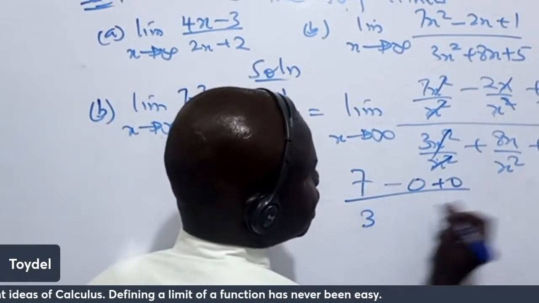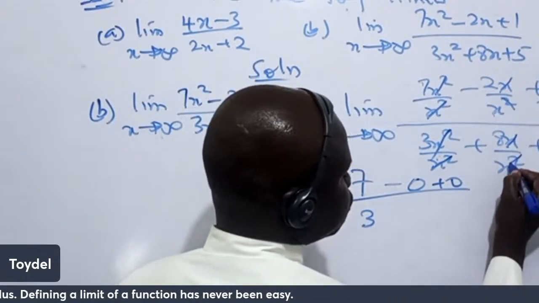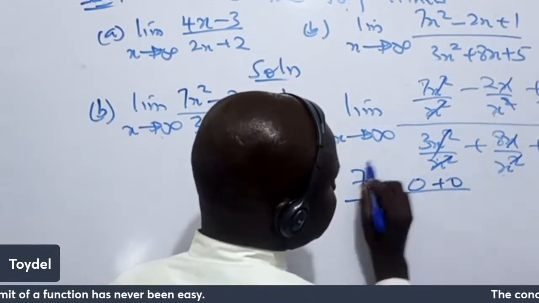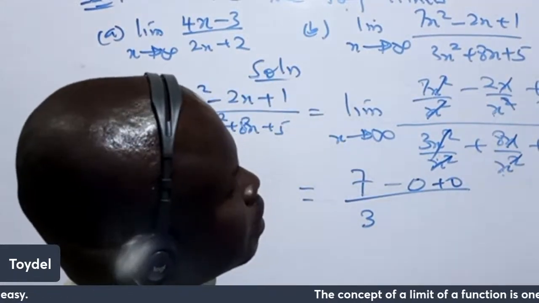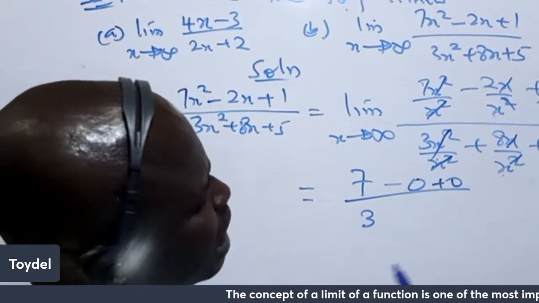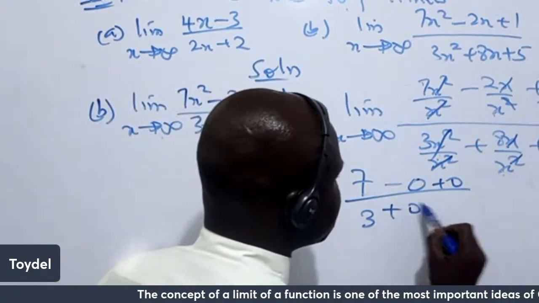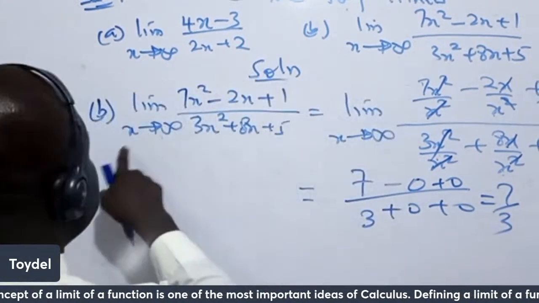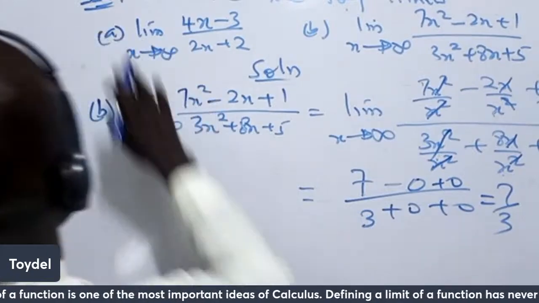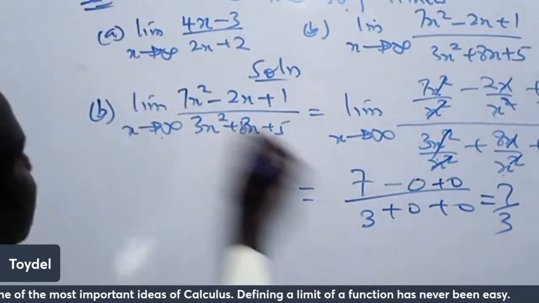Then the denominator will have 3. Just like when we say 8 divided by 1 billion, it will be 0.000, something insignificant, so this will just be 0. At the end of the day, the answer will be 7 all over 3. So the limit as x tends to infinity will be 7 all over 3 as a final answer.